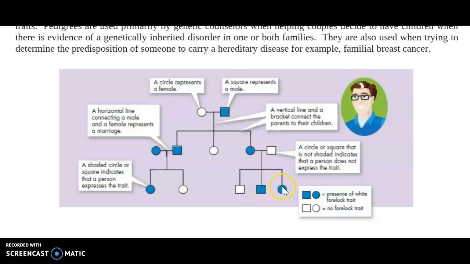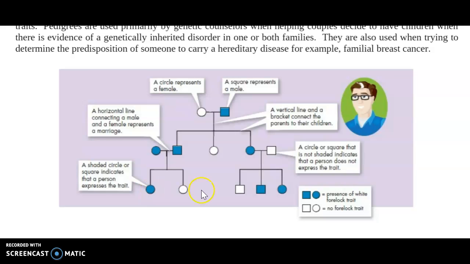The ones that are shaded represent the people that are carrying, or that actually have, the particular trait we are looking at. It may be a genetic disorder; it may just be a trait. So a horizontal line represents the marriage. Vertical lines represent the parents connecting to the children. A circle or square that's not shaded indicates that that person does not express the trait we're looking at. The ones that are shaded do have that trait.